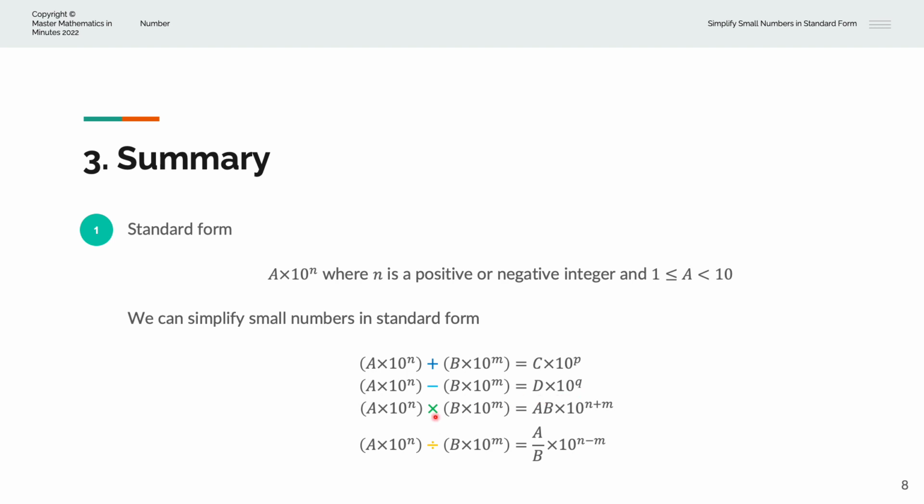When we're multiplying two small numbers in standard form, we'll group a and b as ab and 10 to the power of n times 10 to the power of m as 10 to the power of n plus m. And finally, when we're dividing two small numbers in standard form, we'll group a divided by b as a over b and 10 to the power of n divided by 10 to the power of m as 10 to the power of n minus m.